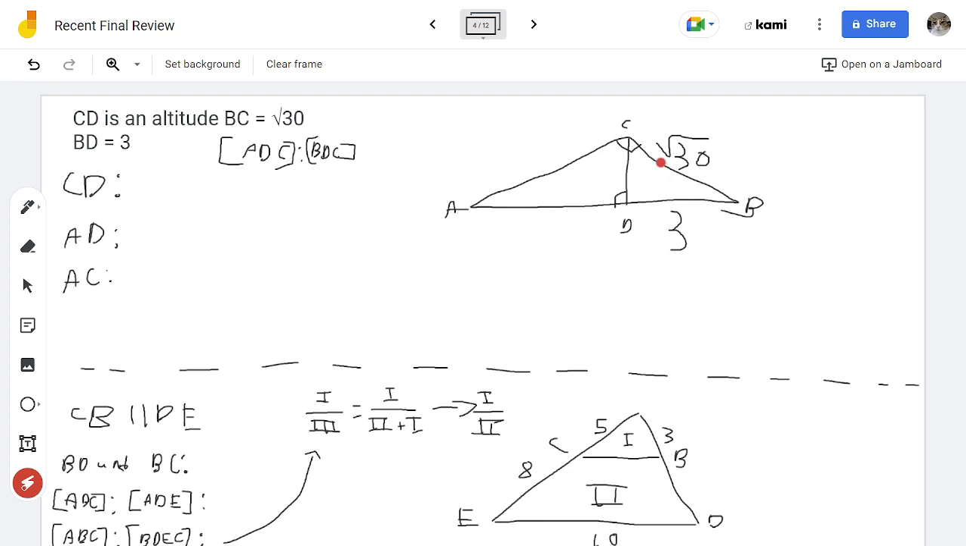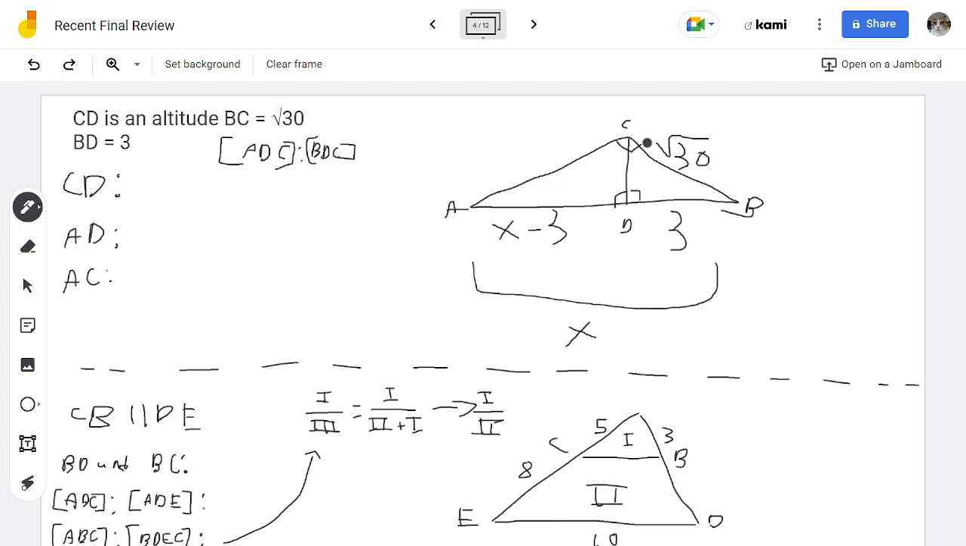So first things first, you can solve for CD, probably the easiest one, using the Pythagorean theorem. 3 squared plus CD squared is equal to root 30 squared, right? And then from here, you have the sides of all of these triangles. So it's a lot easier to solve for, let's say, AD. If this is AD, then let's say this entire thing right here is X. Then we can say this is X minus 3.